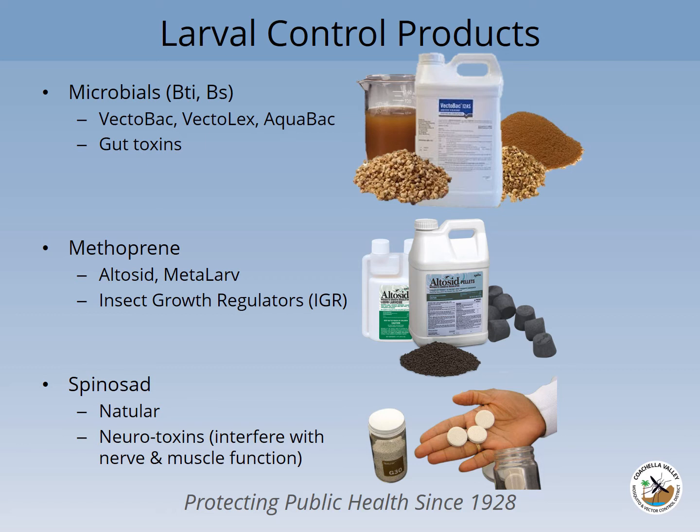So finally, we have our spinosad products. Those are going to be your Natular products, and those work as neurotoxins. So they interfere with nerve and muscle function.